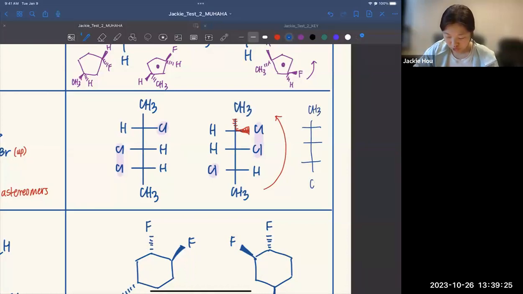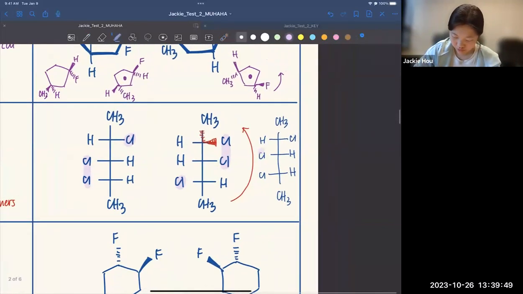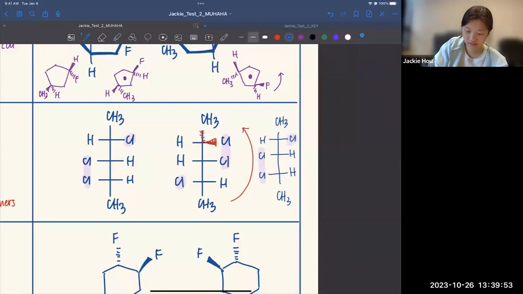They both have 2 methyl groups at the top, so that's pretty nice. And then I noticed that if I rotate it, Cl here, H here, Cl here, and then 2 H's over here. So essentially these 2 groups get rotated down there. And that's how I see that I have 2 Cl groups here, 2 Cl groups here, so they're going to be considered the same compounds.